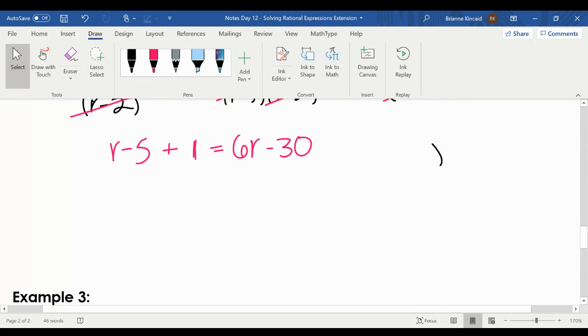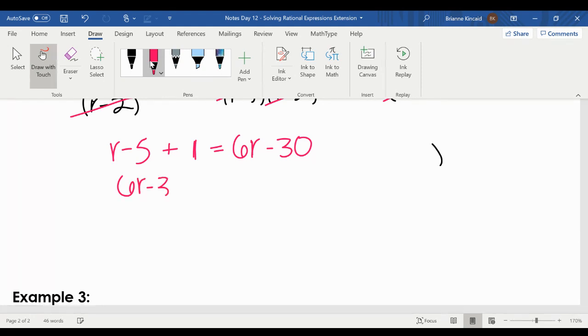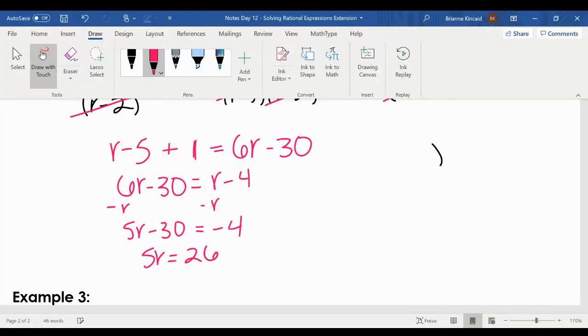Simplifying where I can, I have 6r minus 30 equals r minus 4. I'm going to subtract r. So 5r minus 30 equals negative 4. I'm going to add my 30 over. So 5r equals 26. I'm going to divide and I'm going to get 26 over 5. And then we go back through and we make sure that we check our answer.